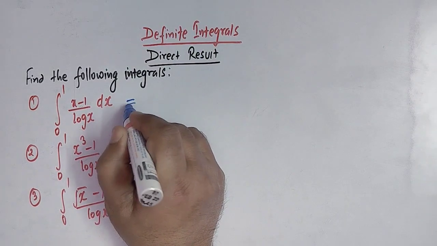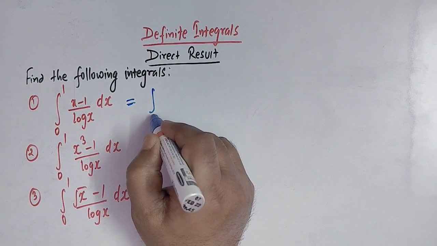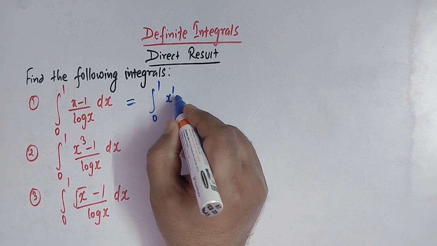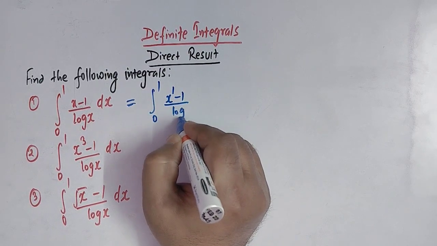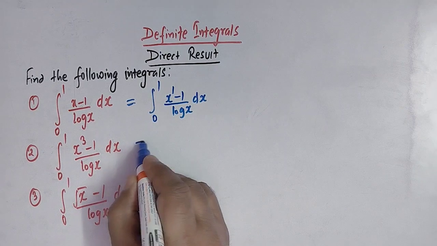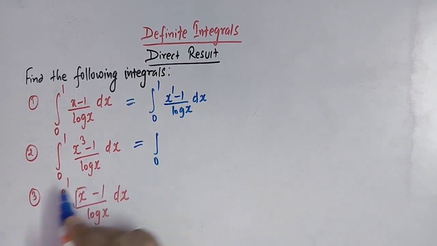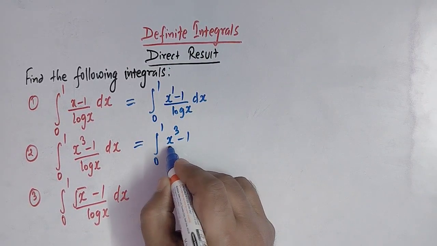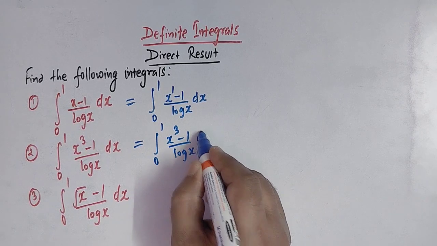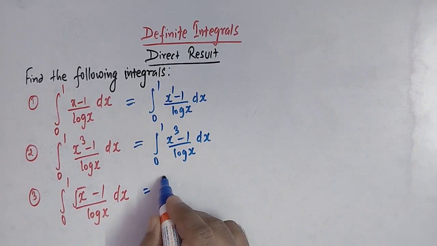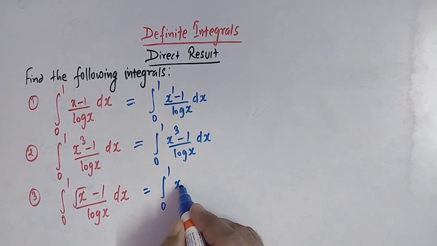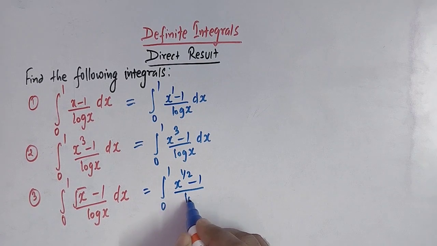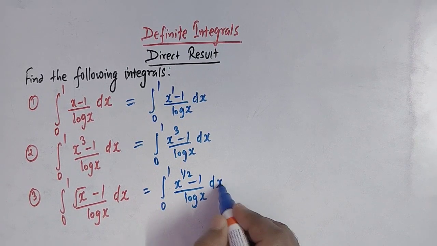So if we rewrite these three integrals like this, that is 0 to 1, and x minus 1 can be written as x raised to 1 minus 1, divided by log x. Now the second integral we can again rewrite as such. So we have x cubed minus 1 over log x dx. And the third integral is from 0 to 1, and here square root of x can be taken as x raised to half, so x raised to half minus 1 divided by log x dx.